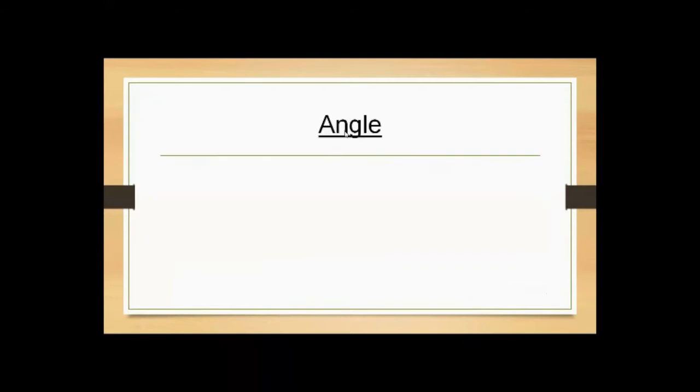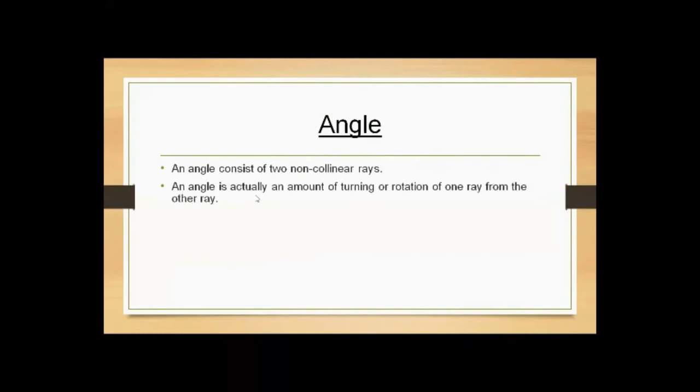Here we have angles. What are angles? First of all, we define angle. An angle consists of 2 non-collinear rays. An angle is actually an amount of turning or rotation of one ray from the other ray. Symbolically, an angle is denoted by this symbol.